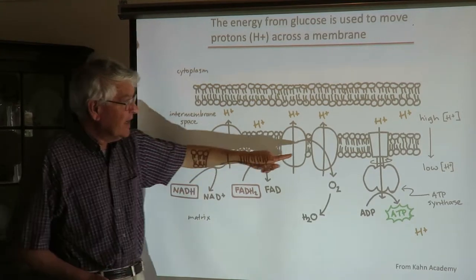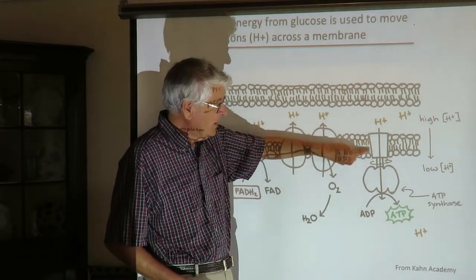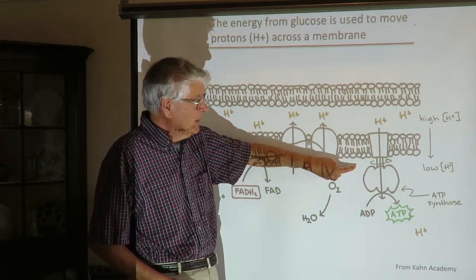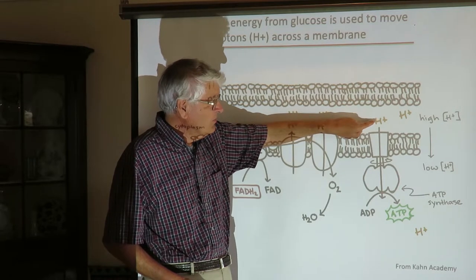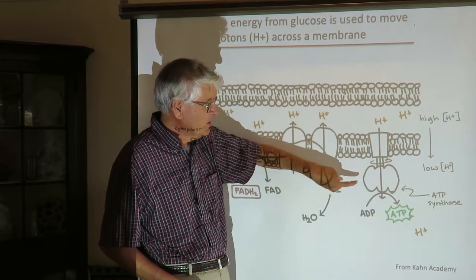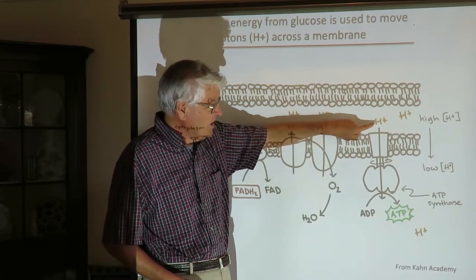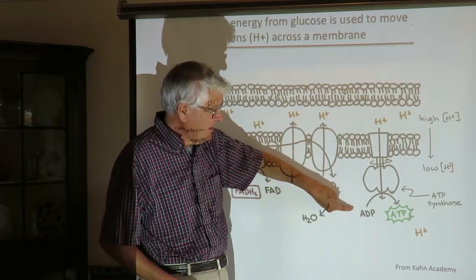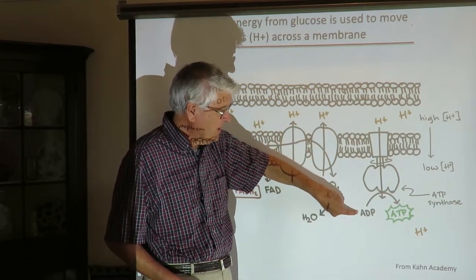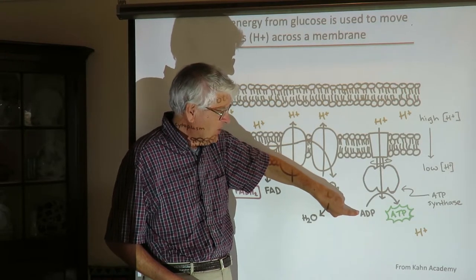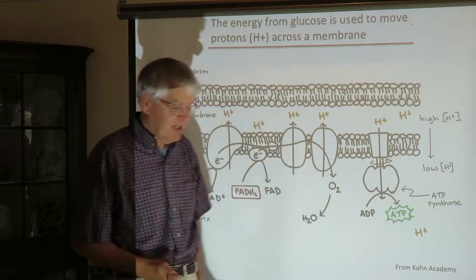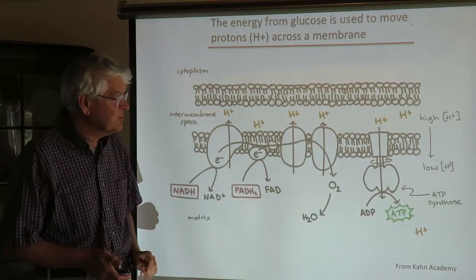The cell provides a way across the membrane with this very complex protein here, such that when they move from this high concentration to this low concentration, the energy lost in that step can be used to put energy into the bond between ADP and phosphate. That is how you make ATP. So let me show you how this works.